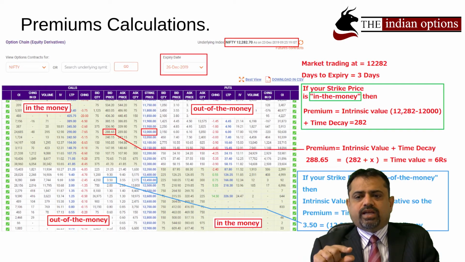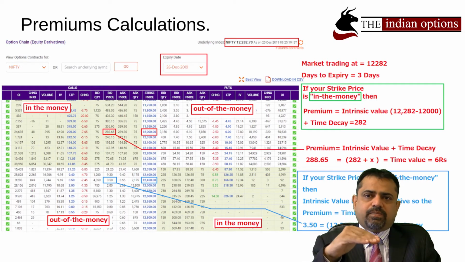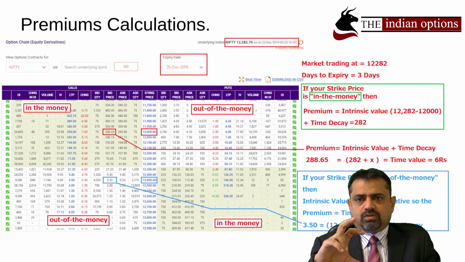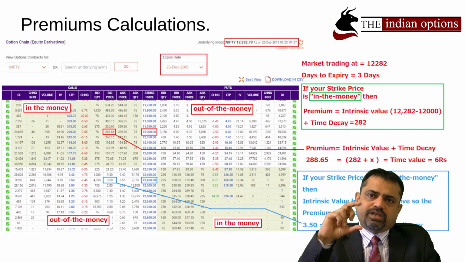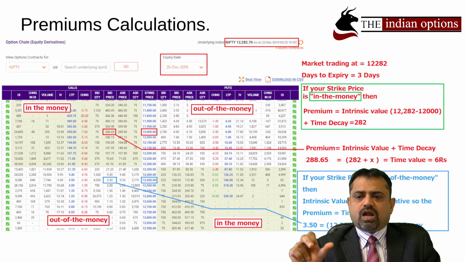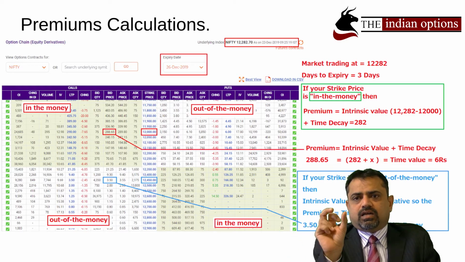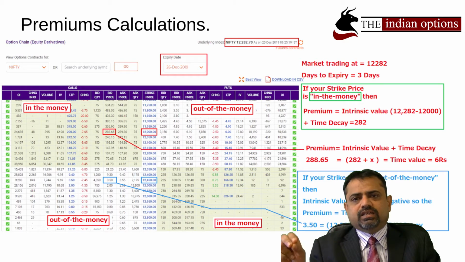Now the premium is showing that it is 288. So out of that, 282 is the intrinsic value, because the market is trading right now at 12,282, and the strike price that we are looking at right now is 12,000. So the difference between that is 282. So 282 is the intrinsic value of the premium. Now if we do the math, the time value in this premium is 6 rupees and some change, 65 paise or so, right? 288.65 minus 282, you'll get around 6 rupees. So 6 rupees is the time value in this.